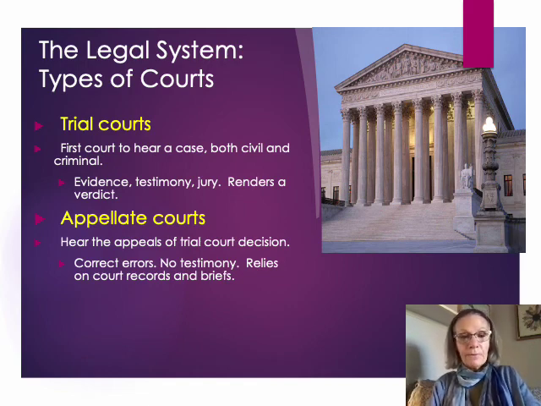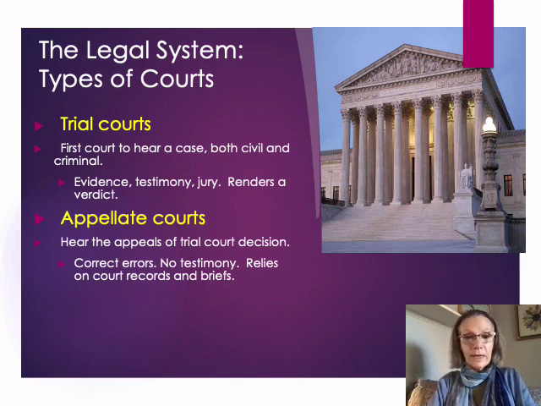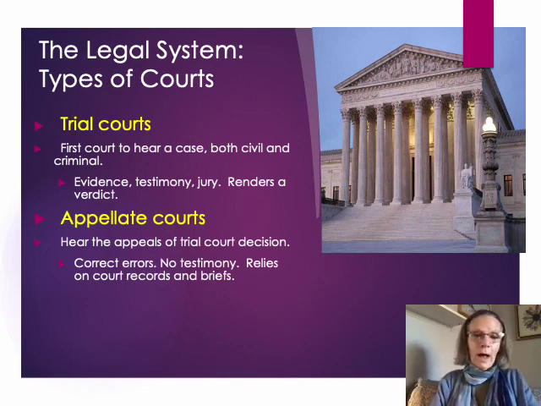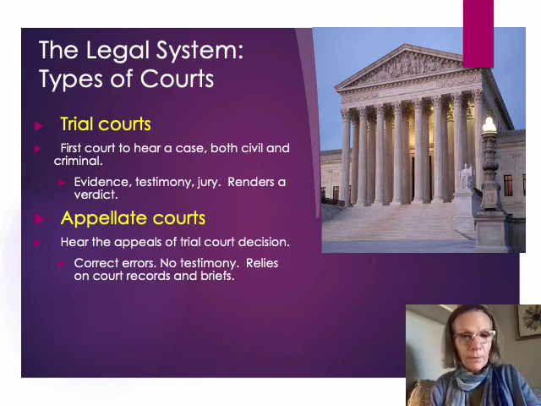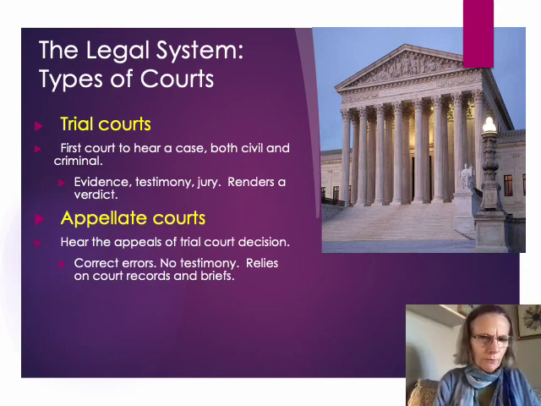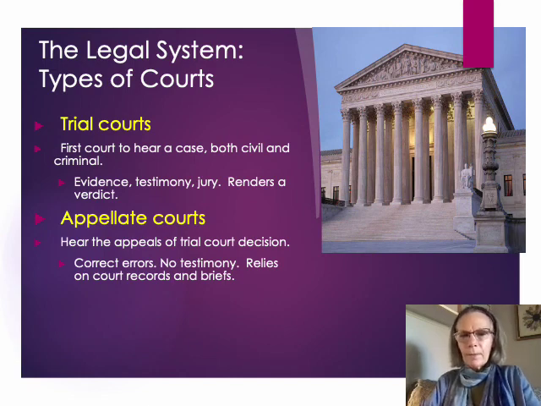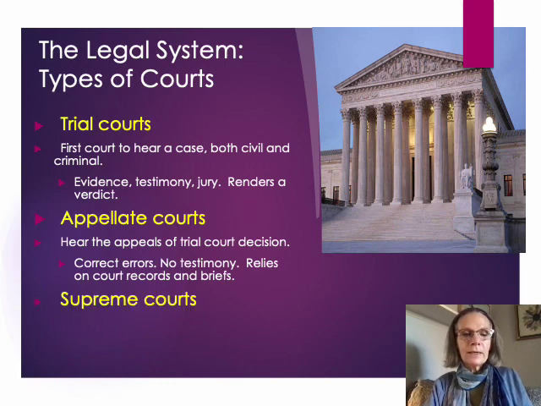They read the briefs, and then based on the briefs, these written reasons for why the decision of the lower court should be affirmed. This person is guilty and you should affirm that decision. The other side will submit briefs saying, nope, this person's not guilty, that you should either send it back for retrial or vacate the decision of the lower court. That's what happens in the appellate court. They correct errors. There's no testimony. It relies on court records and briefs for the justices to make their decision.